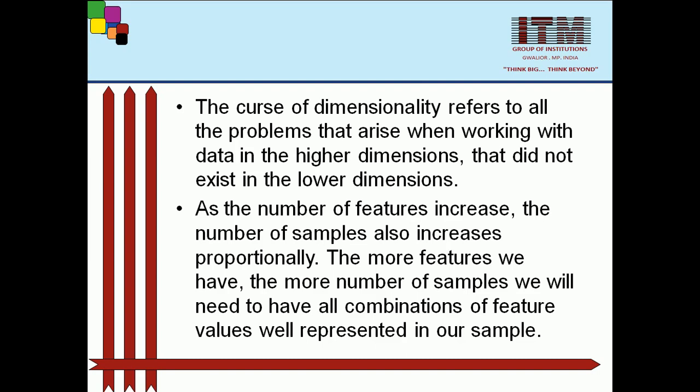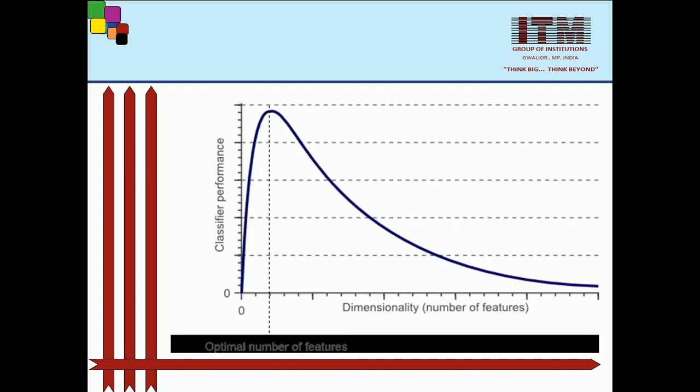As the number of features increases, the number of samples also increases proportionally. The more features we have, the more samples we will need to have all combinations of feature values well represented in our sample. As we discussed already, as the number of features increases, the classifier performance gets degraded. Why? Because the machine model is not getting the best fit when given too many features or too many attributes, so the features are not optimal in results.